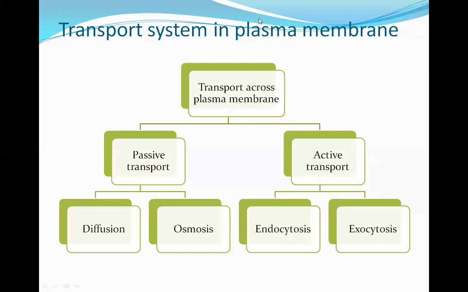So let's start the transport across the plasma membrane. This is of two types, passive transport and active transport. Two types: passive transport and active transport. Now passive transport happens in two ways, by diffusion and osmosis, and active transport by endocytosis and exocytosis. Okay. Now in detail we will study in the next slide.